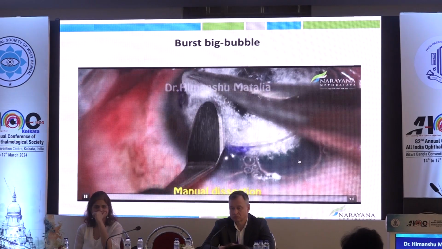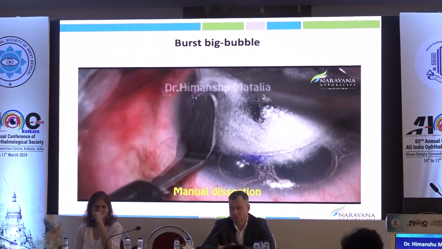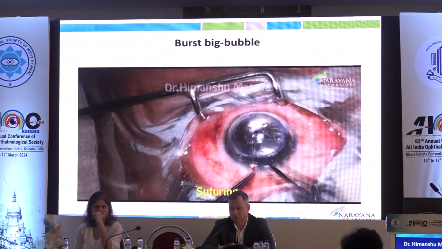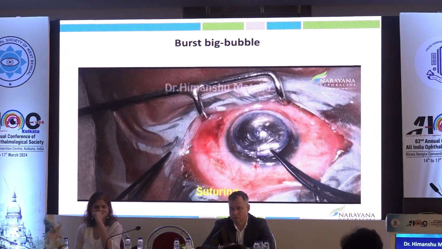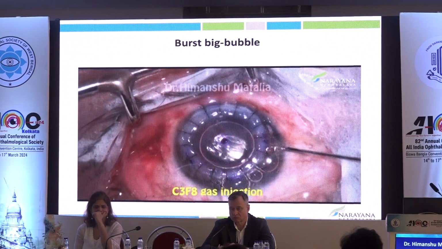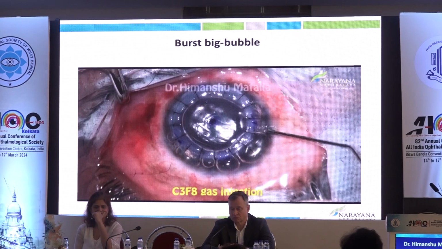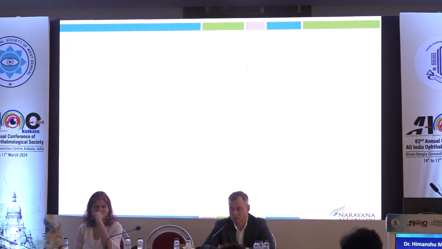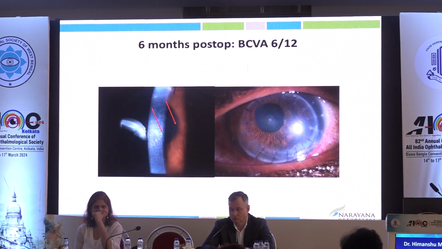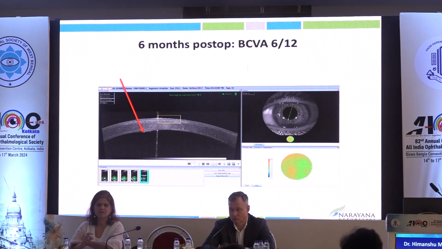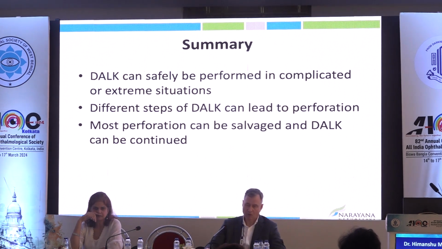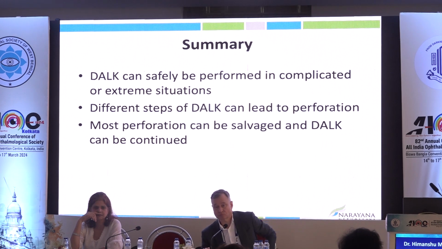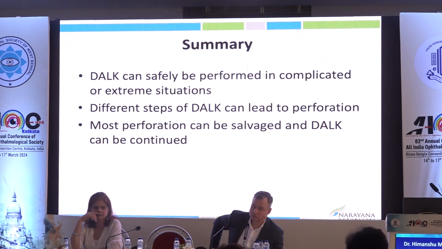I had 2 choices: either I convert to PKP, or, we know that hydrops corneas also hold the Descemet membrane, Descemet membrane does not go away. So I decided to go manually in deepening the dissection, and I could still see the gap there. Thankfully I could salvage my graft and do a DALK. Interestingly, that area remained a little bit scarred, and the patient could achieve 6/12, but the patient was still happy. In hindsight, when I saw the ASOCT, there was a scar which was deep enough, and I should have avoided DALK. So DALK can safely be performed in complicated and extreme situations.